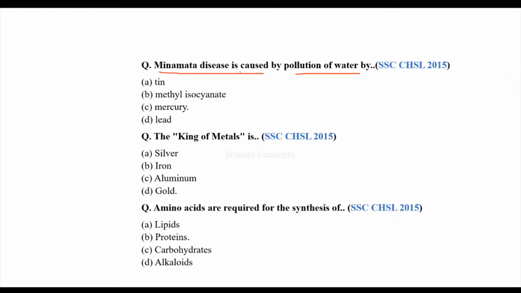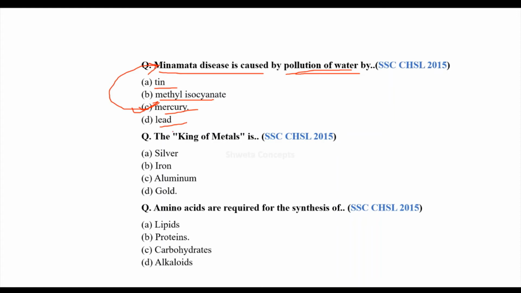Minamata disease is caused by pollution of water. By what pollution in water is Minamata disease caused? Options are tin, methyl isocyanate, mercury and lead. Now the answer is mercury. So the presence of excess mercury in water leads to a disease called Minamata disease.